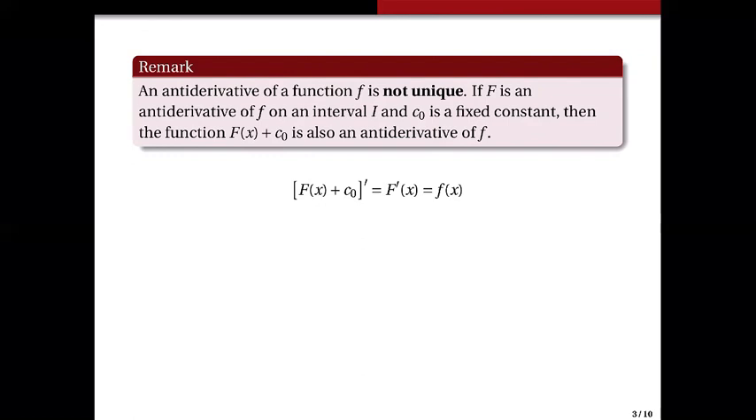So meaning, if you got an antiderivative, just add maybe 1, you have another antiderivative. Or add negative 5, you have another antiderivative. So you will have infinitely many antiderivatives.